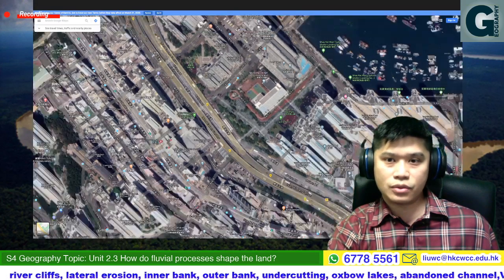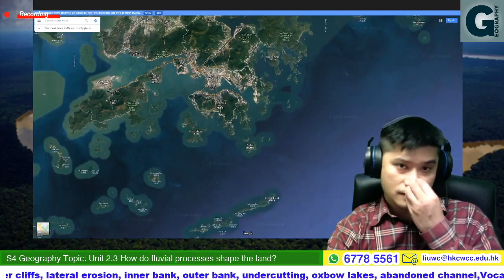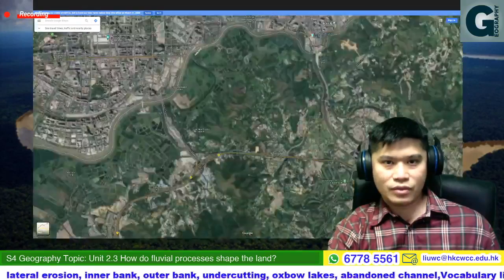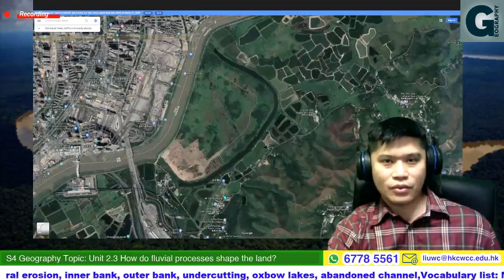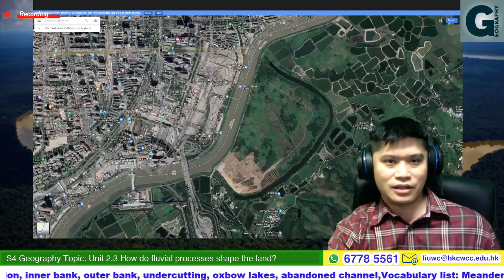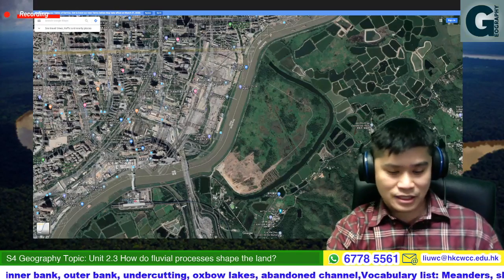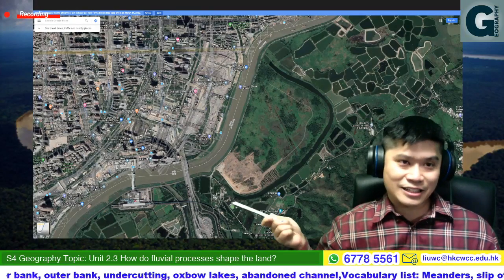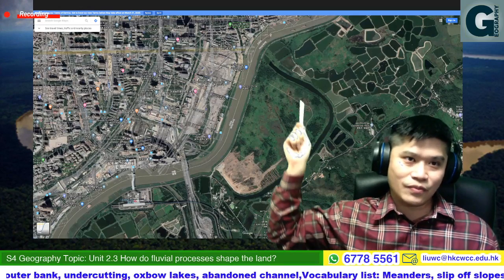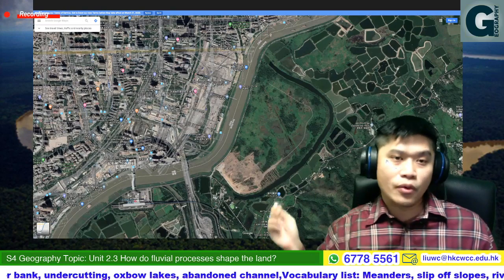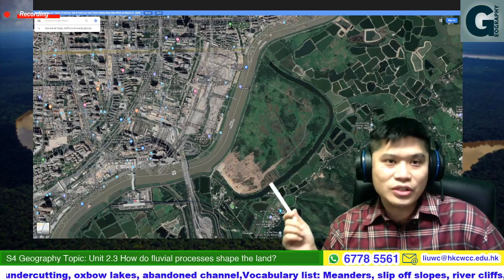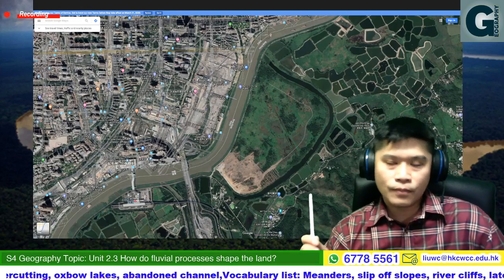If we use Google Maps and go to the Shenzhen River, I always use this example, but not for the formation of an oxbow lake. This is channelization. You can see that there is an abandoned channel, like an oxbow lake. Right now it looks like a lake, an oxbow lake. But is that really caused by natural lateral erosion?